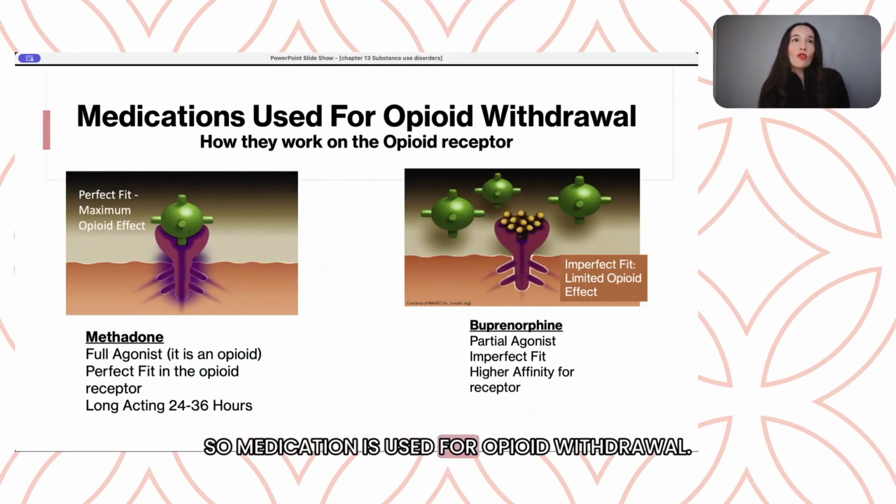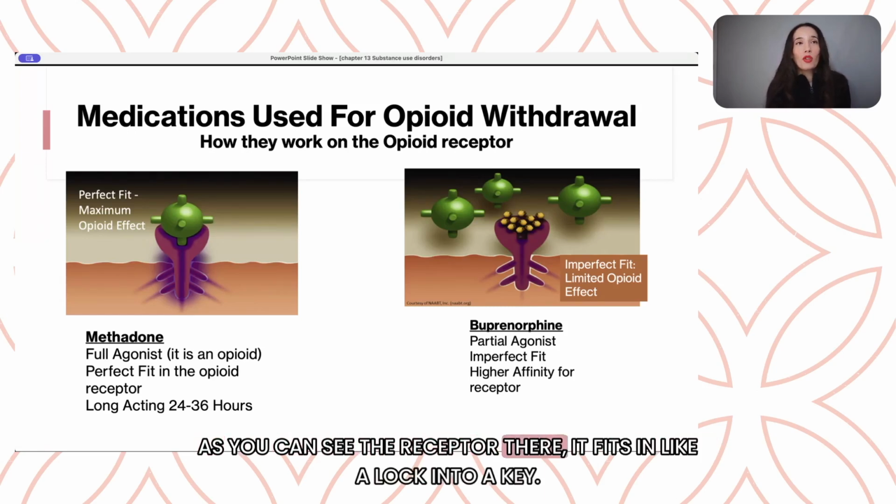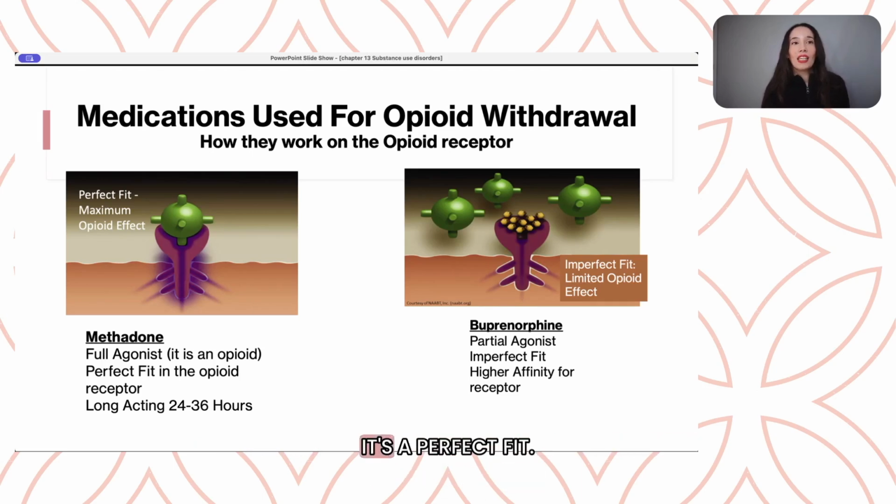So medications used for opioid withdrawal. We can use methadone, which is a full agonist. As you can see, the receptor there, it fits in like a lock into a key. It's a perfect fit. And again, it's long acting.